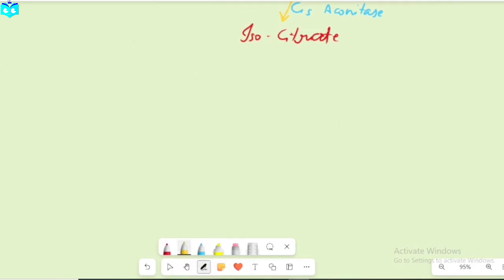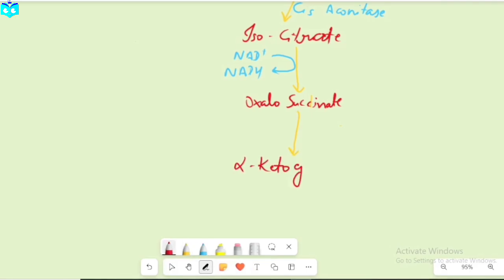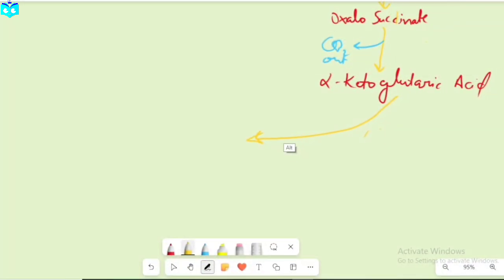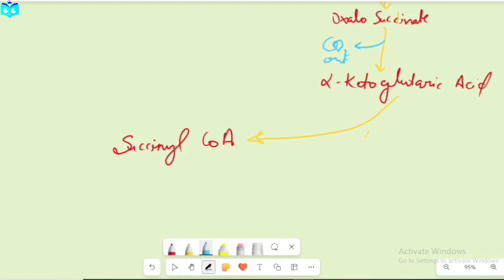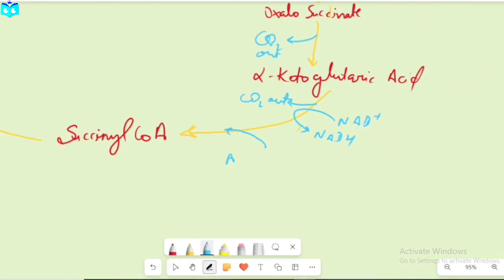Then the process moves forward and isocitrate forms oxalosuccinate along with releasing one NADH molecule. Then oxalosuccinate forms alpha ketoglutaric acid and releases one carbon dioxide molecule. Now alpha ketoglutaric acid thus formed will form succinyl coenzyme A along with the release of a carbon dioxide molecule and formation of one NADH by consuming one coenzyme A molecule.